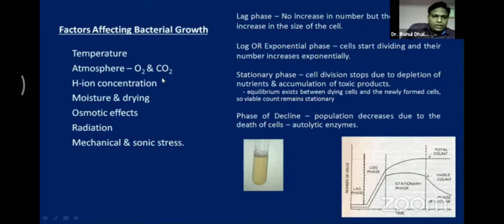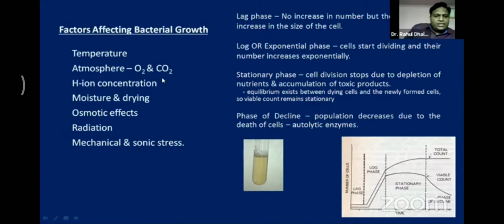And also some bacteria show aerobic activity. Facultative means they can tolerate a small percentage of oxygen or carbon dioxide. Then H+ concentration, which means the pH. The proper pH for the growth of bacteria is about 7.2 to 7.4. But organisms like fungi require a very low pH, that means acidic pH, 4.5 to 4.8.